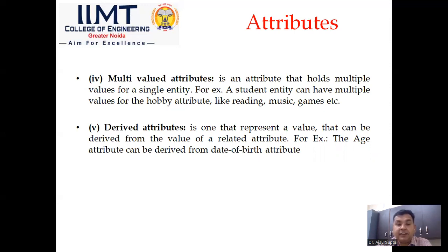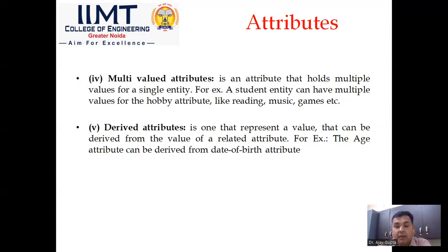Then derived attribute. A derived attribute is one that represents a value that can be derived from the value of a related attribute. For example, the age attribute can be derived from the date of birth attribute. What it means is, the attribute value is derived from some other attribute value. Here, if the attribute name is age, then the age column value is derived from the date of birth.